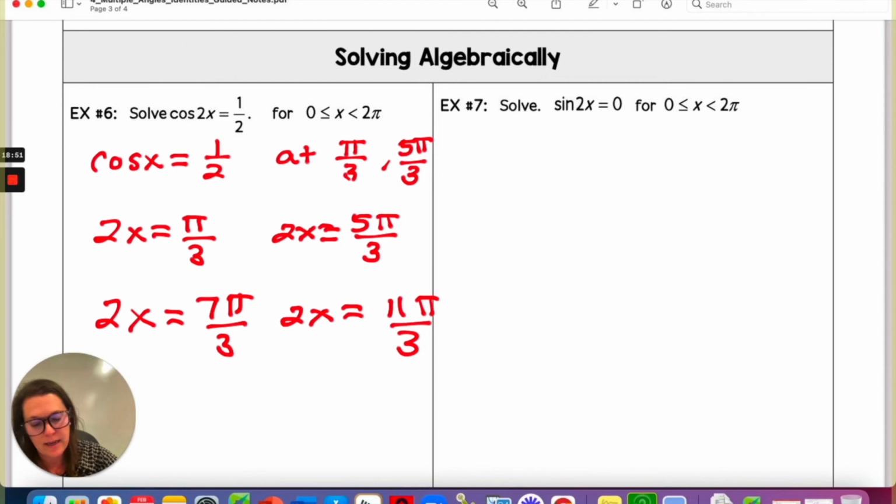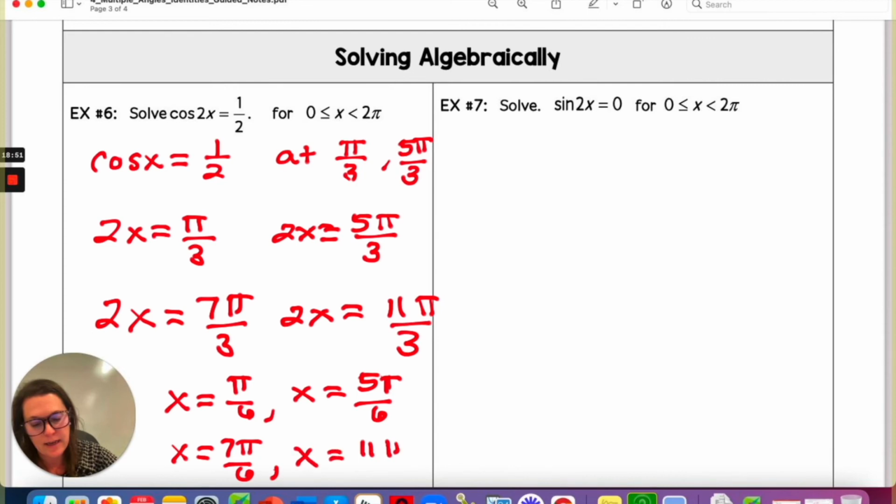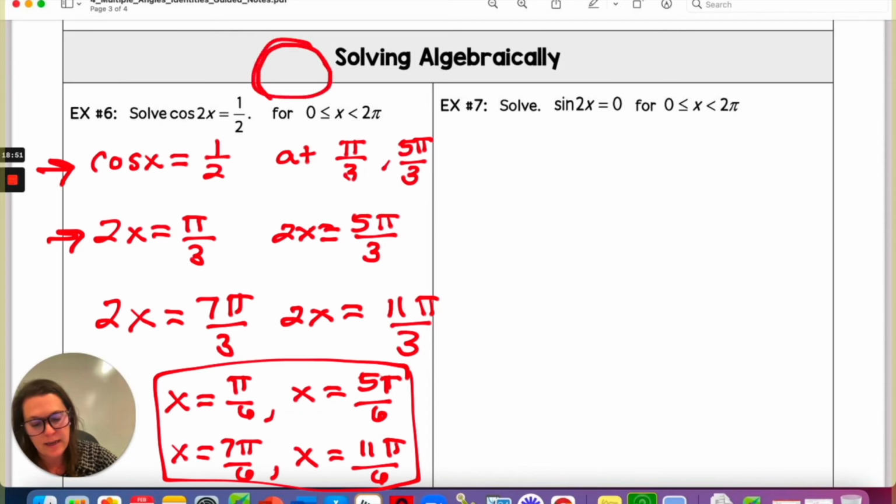And so when I solve all those out, I get x has to equal, dividing out your 2's, pi over 6, 5 pi over 6, 7 pi over 6, and 11 pi over 6. So those would be all your values of x. Okay, so what happened? We figured out where our cosine of x would be 1/2. And then since we're doubling it, we're going to double our rotation. So instead of just going from 0 to 2 pi, we're going 0 to 4 pi. So I have to figure out what all those coterminal angles would be in those rotations.